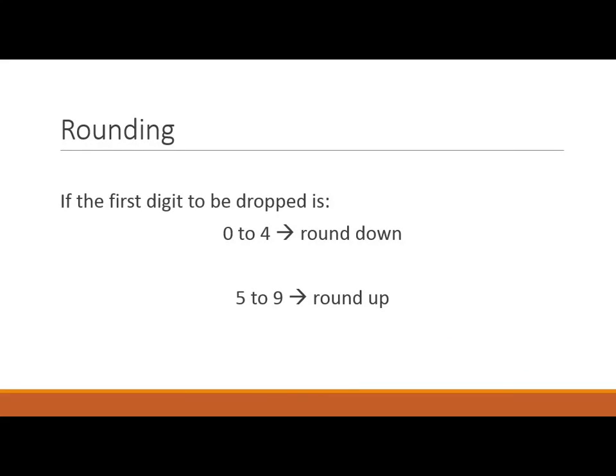Now, what about rounding? Well, you already know the rules for rounding, right? You've been doing this your whole life. But just as a reminder, if the first digit to be dropped is 0 to 4, you're going to round down. If it's 5 to 9, you round up. So for instance, if it was 1.362 and I asked you to round that to 2 sig figs, you would say, okay, I need to cut it off there. So do I round this up to 4 or down to 3? Well, this digit here is a 6, so I'm going to round up to 1.4.